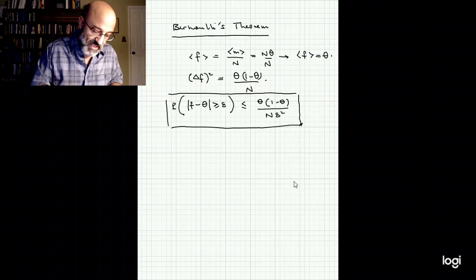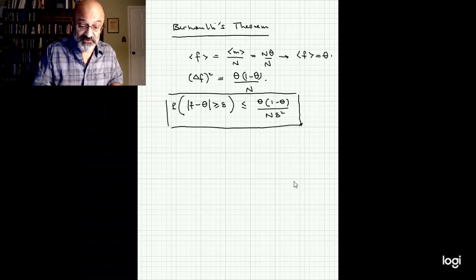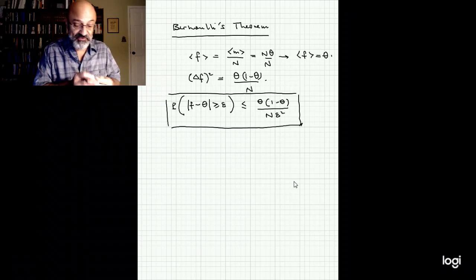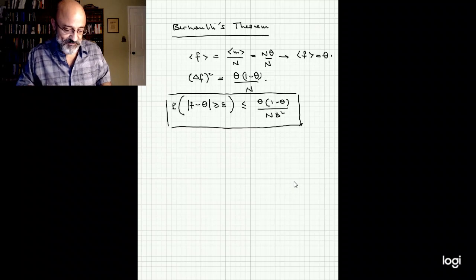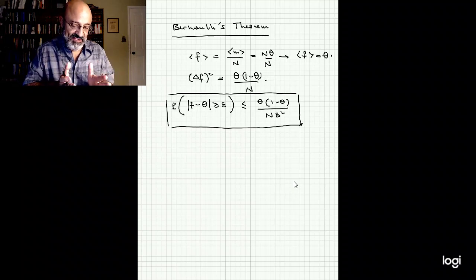Clearly, as n goes to infinity, the quantity on the right hand side goes to 0. So the probability that you differ from the mean by any quantity actually goes to 0, right? So the distribution is getting narrower and narrower.